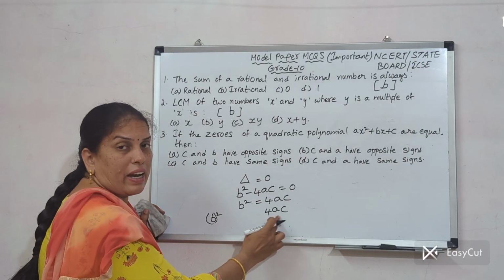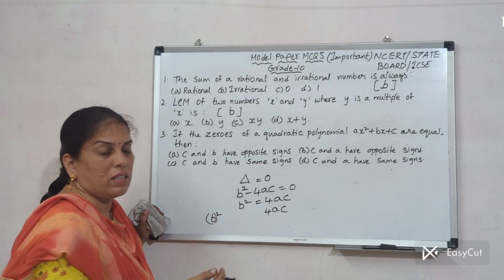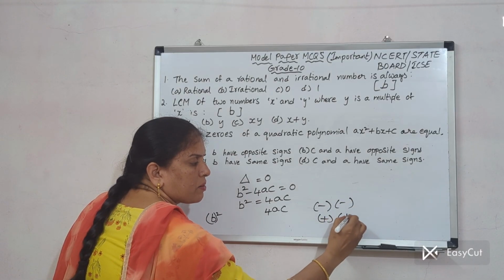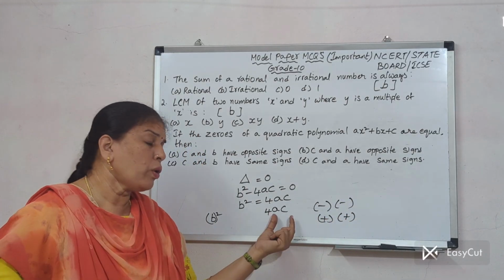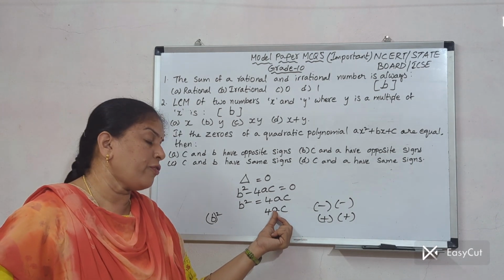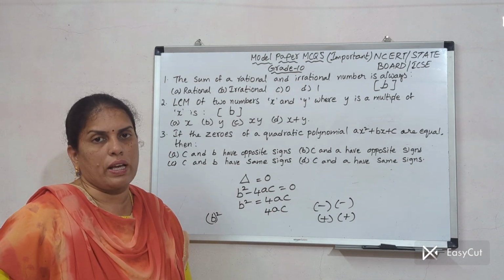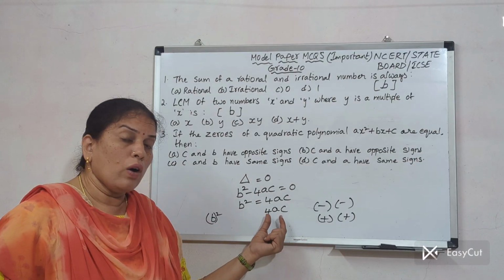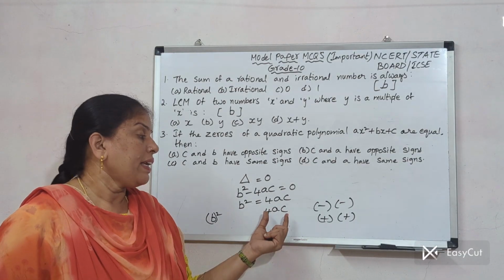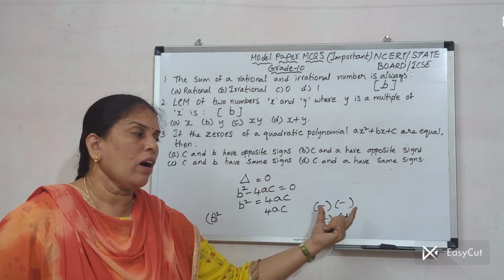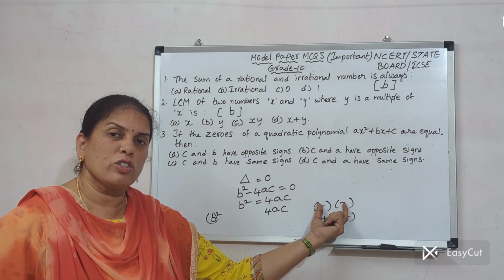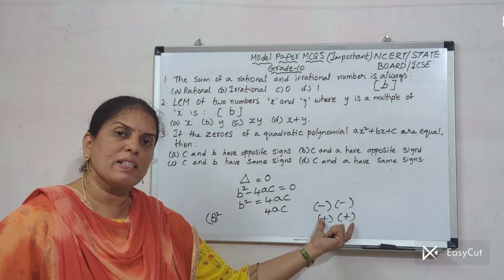That means a and c will have the same signs, that means minus, minus or plus, plus. If they both are having negative signs or if they both are having positive signs, then a and c will be positive. See here, minus into minus is plus, plus into plus is plus. All of you understood?